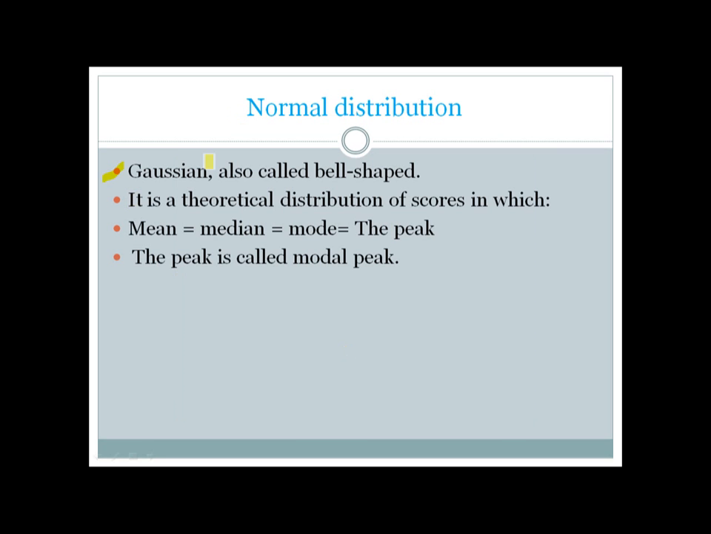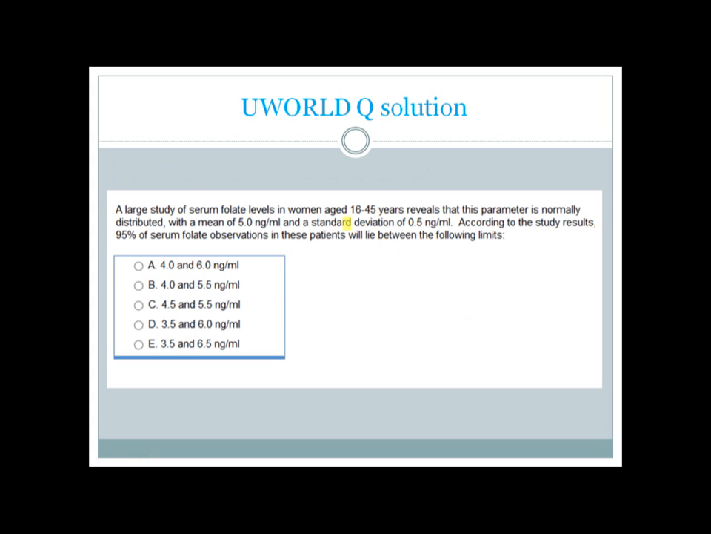Normal distribution is also called Gaussian distribution, which is a bell-shaped curve. Theoretically, the mean, median, and mode are equal, and the peak is called the modal peak. So here we can use the concept of normal distribution to solve the question.